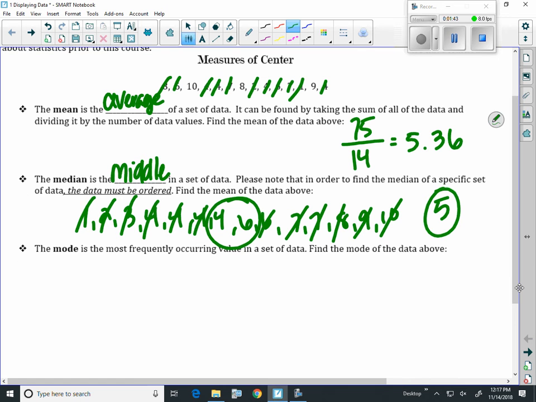Okay, now the mode is the number that happens most often. What happens most often? 4. Okay, 4 happens 4 times. And that's the most. Okay, hopefully that's a good refresher on those.